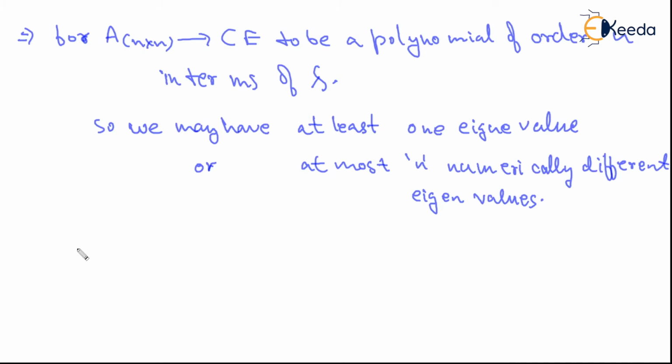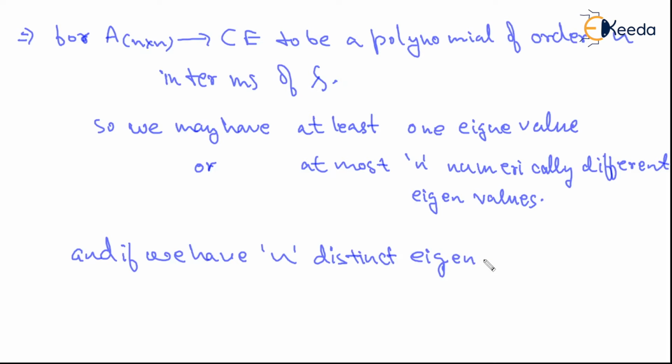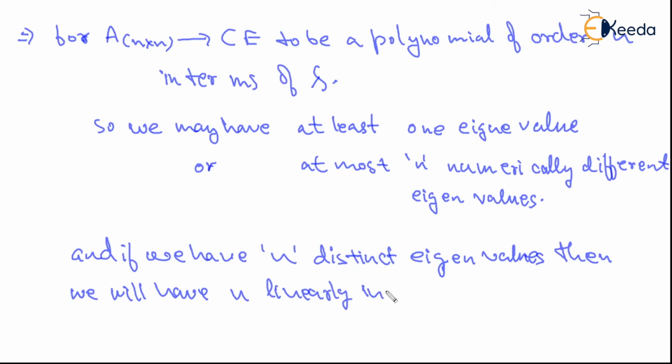And continuing the same, if we have n distinct eigenvalues, then we'll have n linearly independent eigenvectors. This is eigenvector.